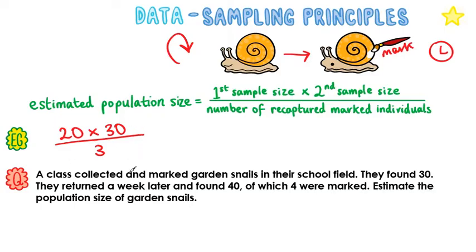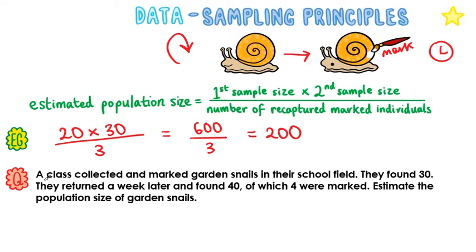So now we can work out what our population size might be. So we do 20 times 30, which gives us 600. And then you divide it by the number of recaptured marked individuals, which was 3. And you find out that we have an estimated population size of 200. Okay, so now it's your turn. Pause the video and try this question and press play to go through it.